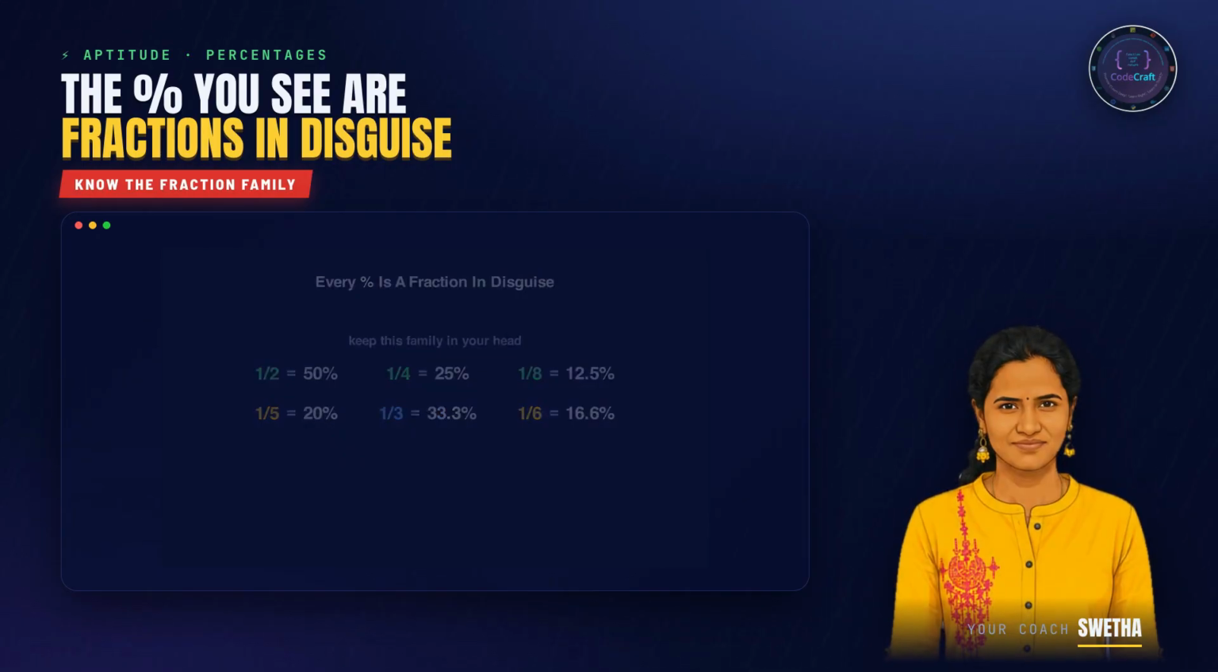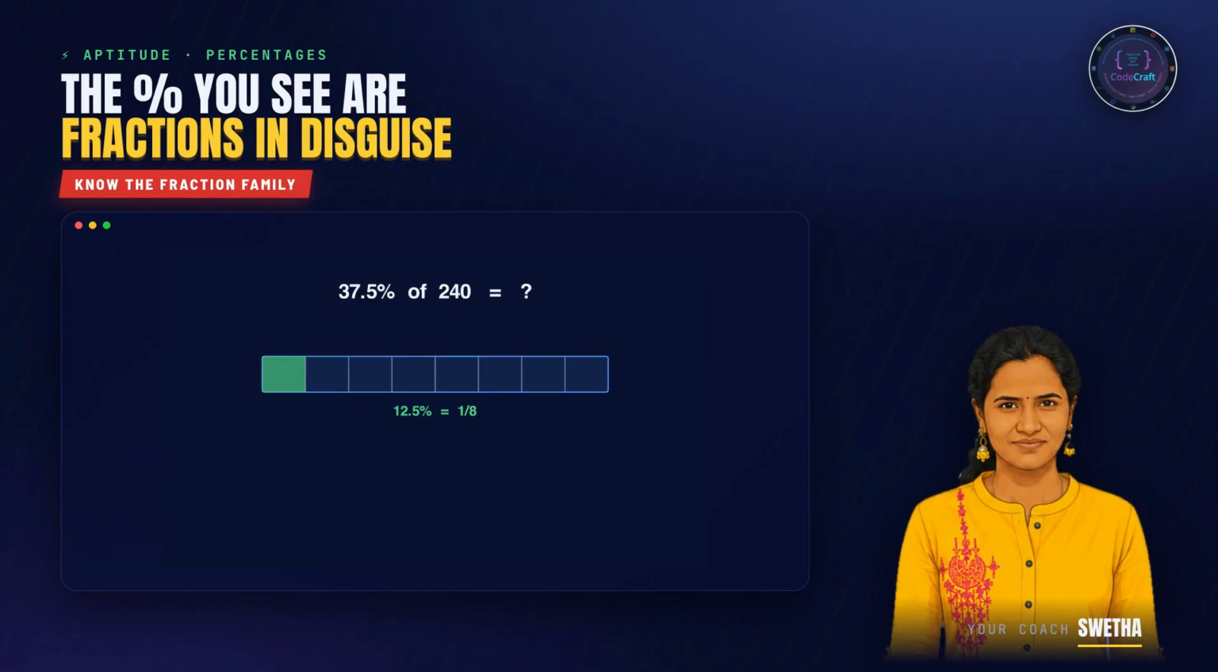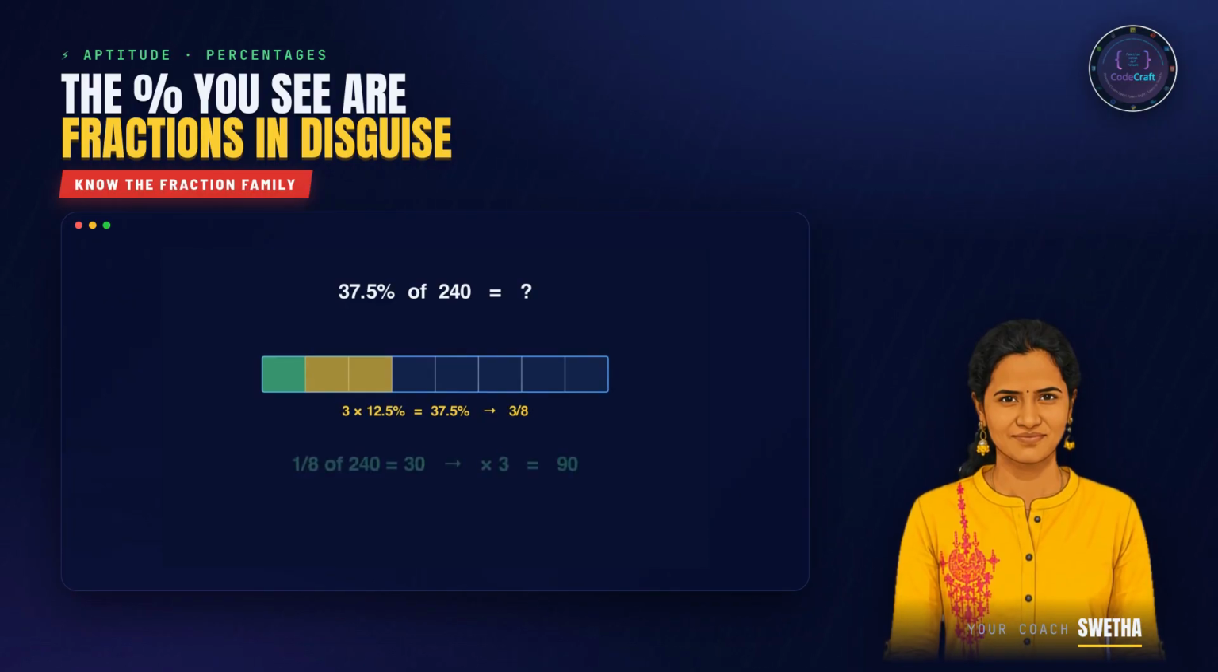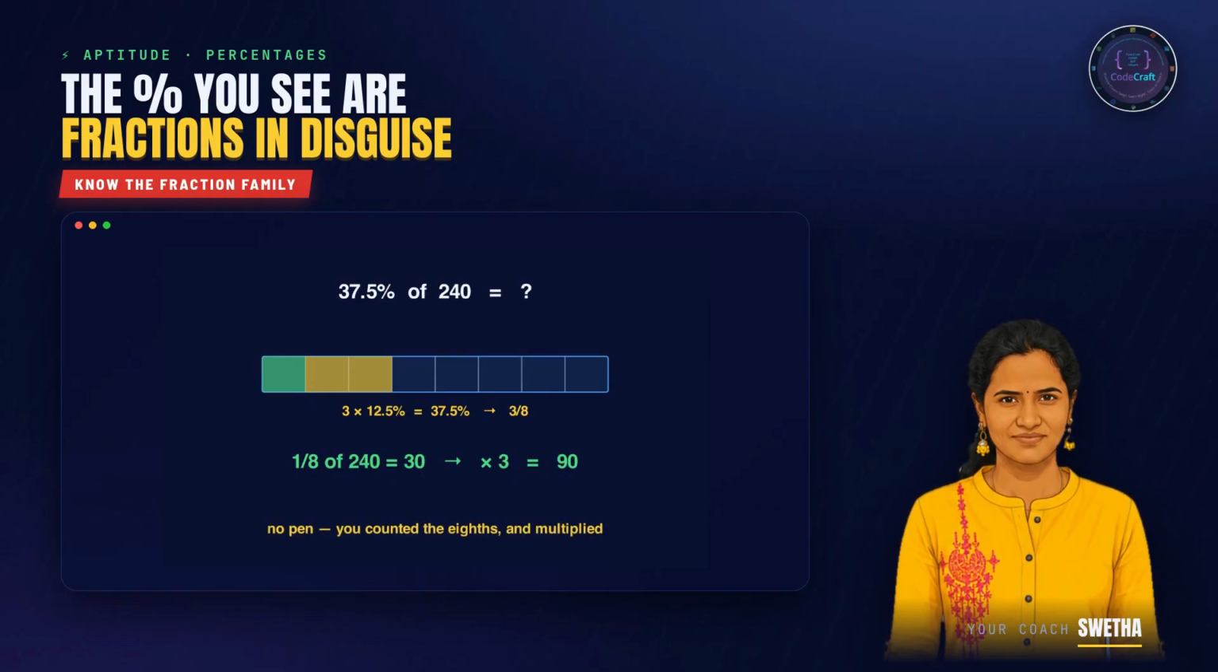Now watch an ugly one melt. 37.5%, well, 12.5 is 1/8, and 37.5 is just 3 of those chunks, so it is 3/8. Now the question is easy. 1/8 of 240 is 30, times 3 is 90. No pen, no long division. You counted the eighths and multiplied.